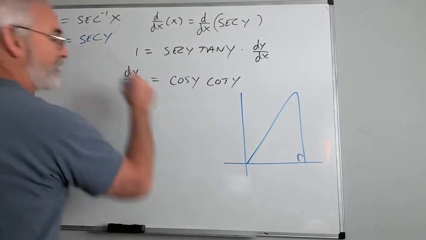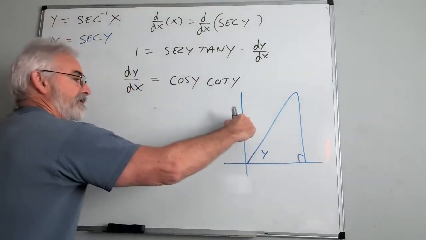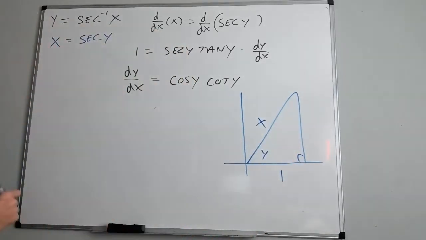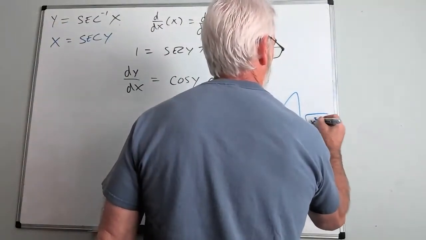So if x equals secant of y, that means y is my variable. So cosine is this over this, secant is this over this. So that would be x, that would be 1. Okay. And with that said, over here, that's going to be the square root of x squared minus 1.